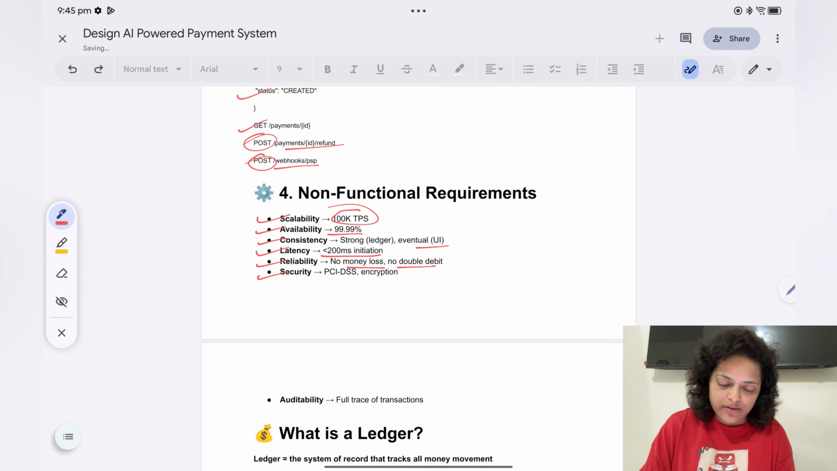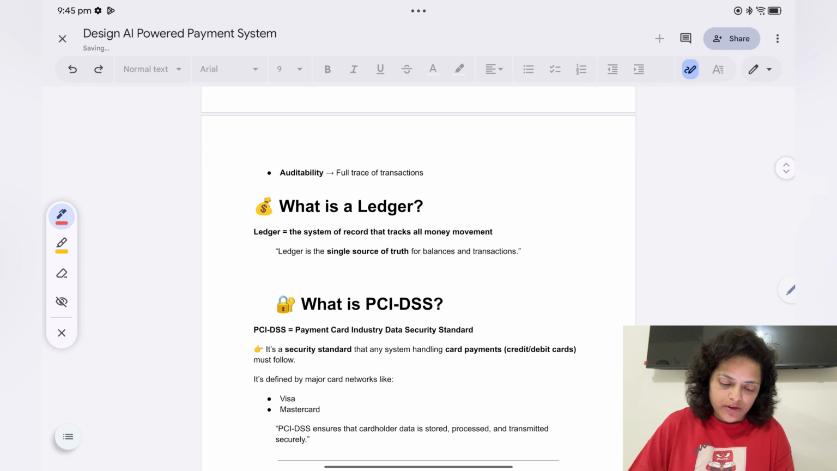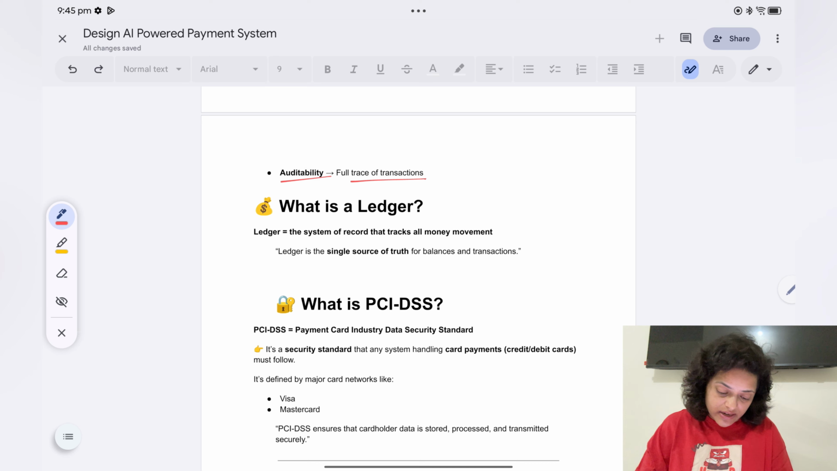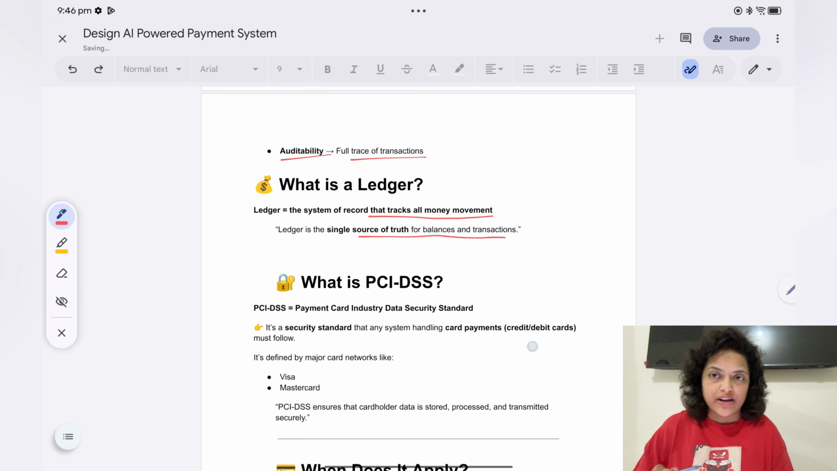Now security: here we will be using PCI-DSS and encryption. And auditability, so full trace of transactions. Whenever we need to do any audit, we should have all the trace of the transaction. Now what is a ledger here? A ledger is the system of record that tracks all money movement. So the ledger is the single source of truth for balances and transactions.